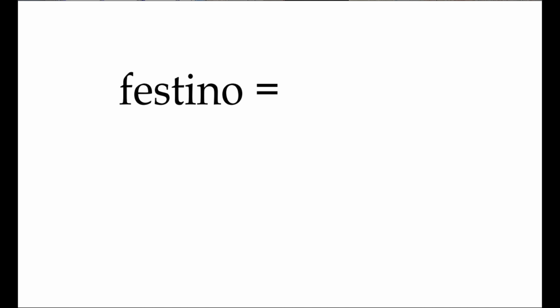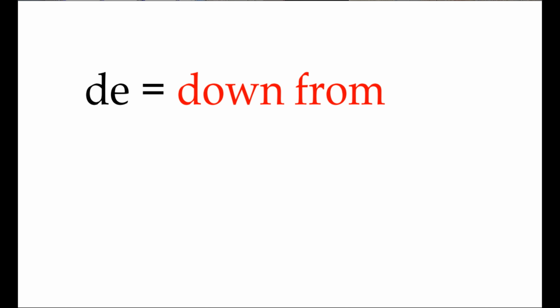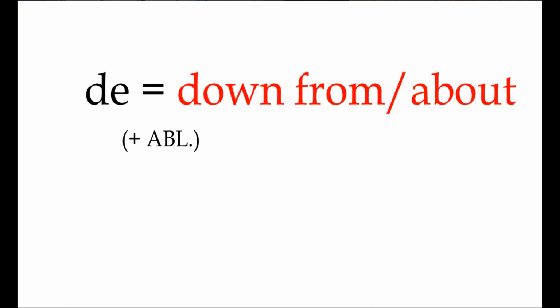And I threw a couple of little ones in at the end for you. Festino means I hurry, nothing to do with a festival. That's what a lot of people think. And de means down from. For example, she looks down from the wall. De muro spectat. But it can also mean, now this is where it catches people out, about, concerning or about. She was thinking about the boy. De puero. So it's a preposition, it needs the ablative after it, and it means about, okay?